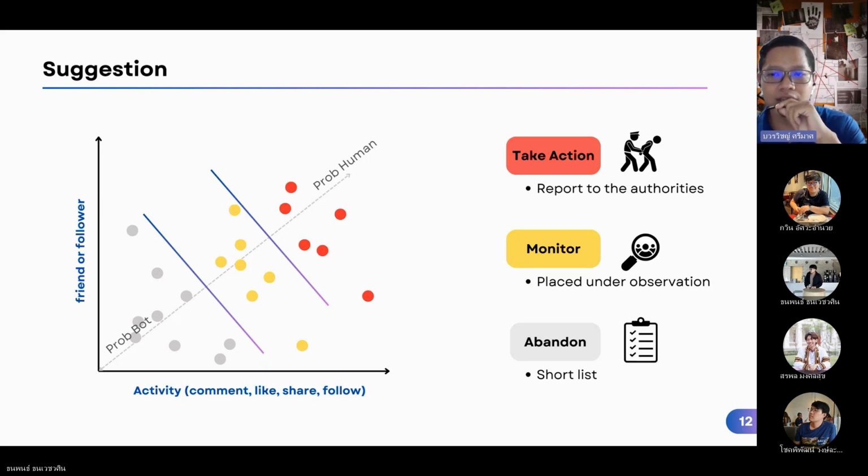The user groups classified by color exhibit distinct actions as follows. First, the abandoned group. This group is added to a list with no immediate actions. Next, the monitor group. This group is monitored or placed under observation. Next, the take action group. This group is reported to authorities for further action.